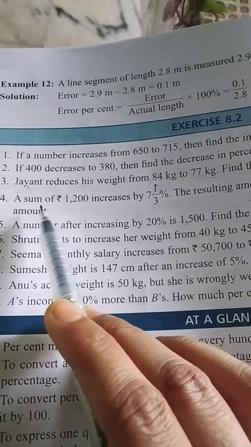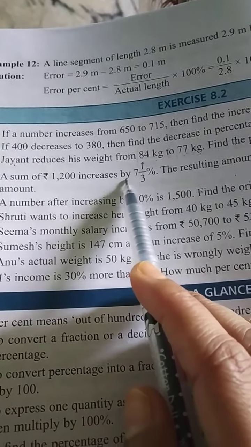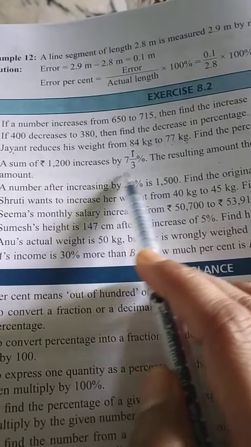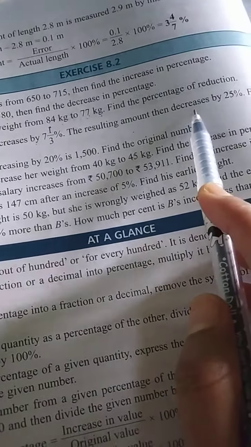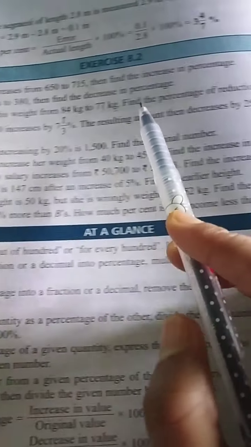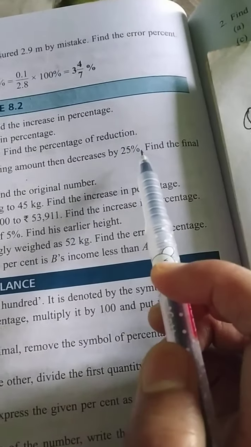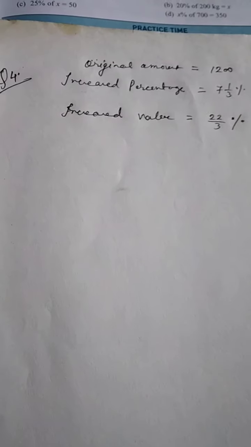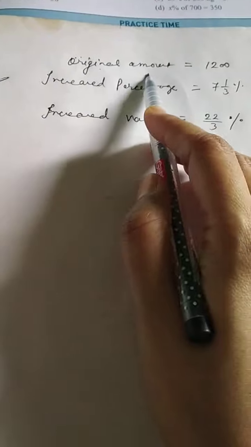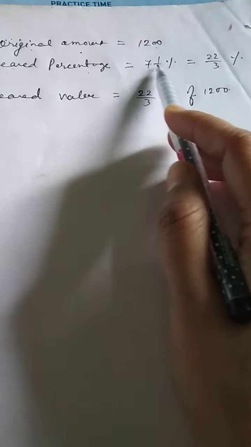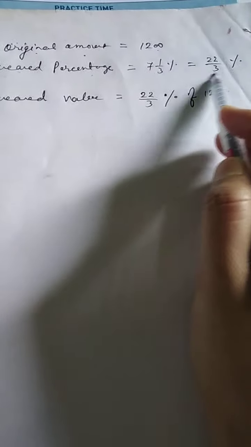Question number 4. A sum of rupees 1200 increases by 7 1/3 percent. This amount is increased by this percentage, and the resulting amount then decreases by 25%. First the amount increased, and then the resulting amount decreased by 25%. Find the final amount. You have to see this question carefully. We know the original amount is 1200, and the increased percentage given is 7 1/3, which means 22/3 percent.